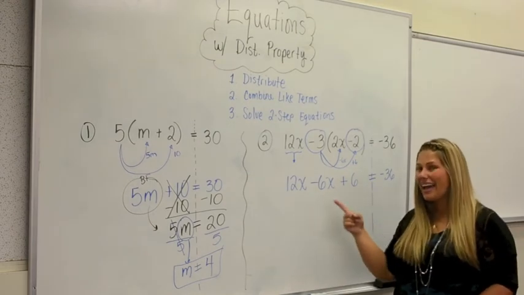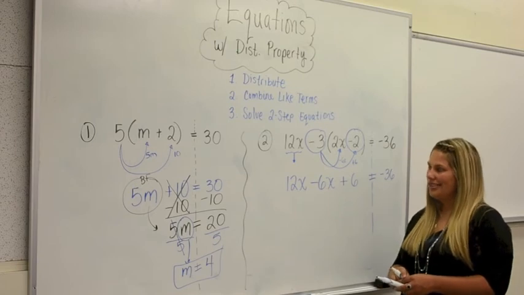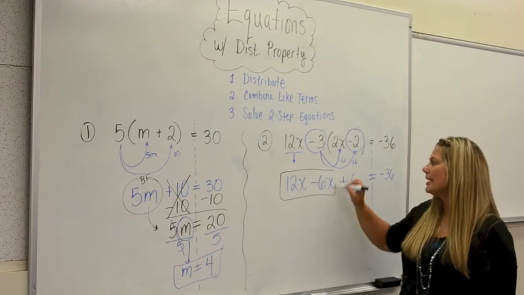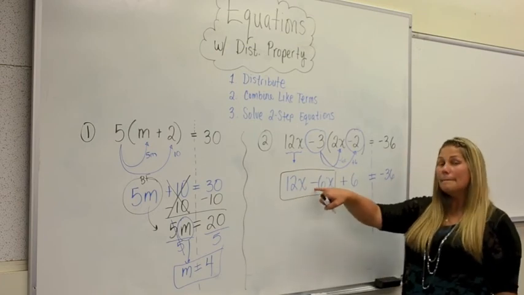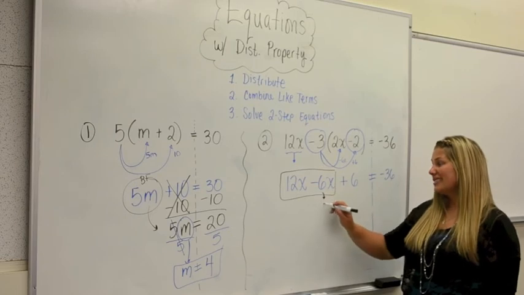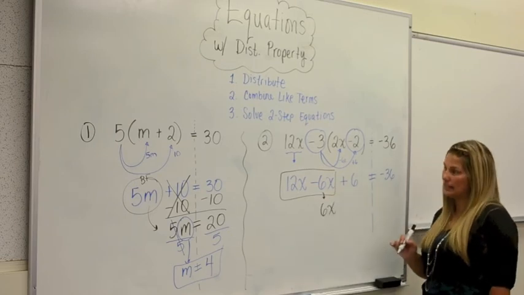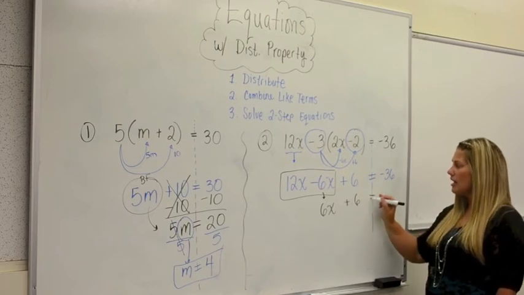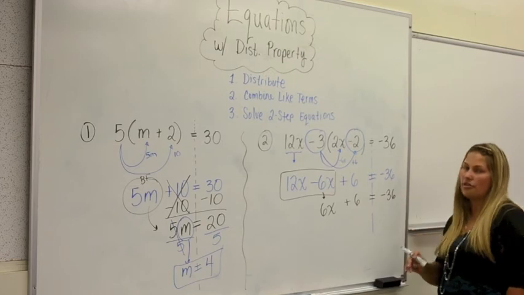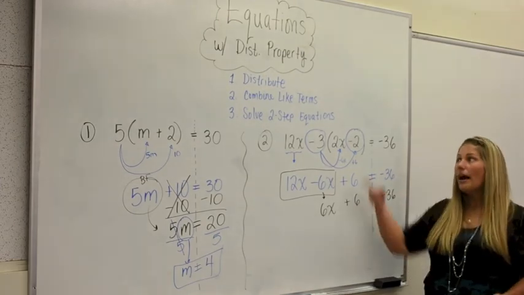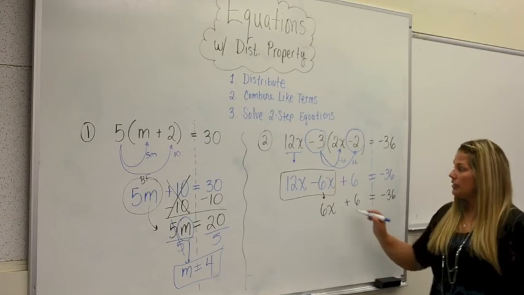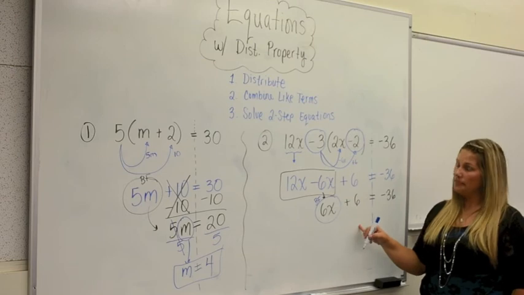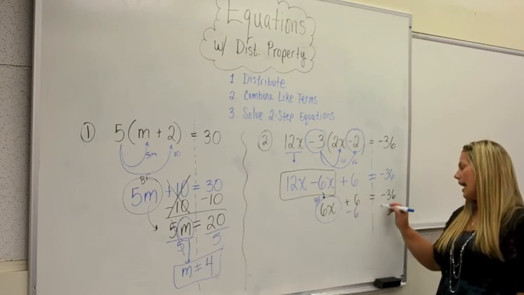But wait, I have x in more than one spot. Well, what can I do then? That's right, they're like terms. So I can just combine 12 x's minus 6 x's, which means I just have 6 x's left. Plus, I still have that 6 equals negative 36. Now I have the two-step equation. So this is where I have to keep my best friend and get rid of that other one. To get rid of a plus 6, I minus 6.